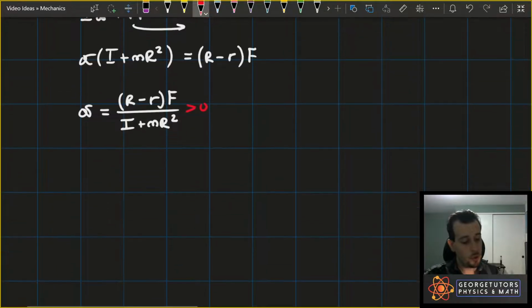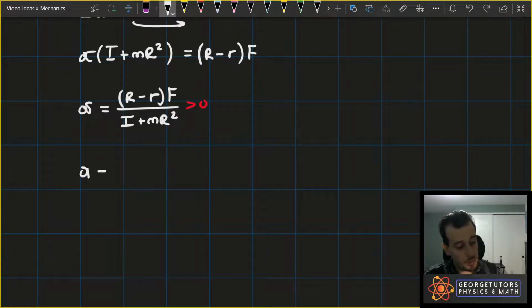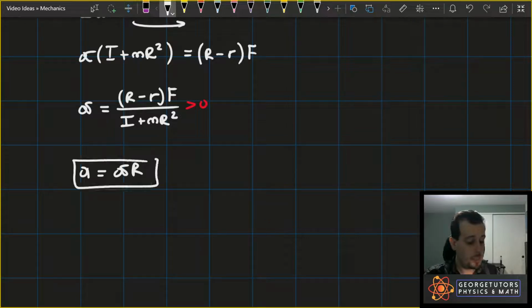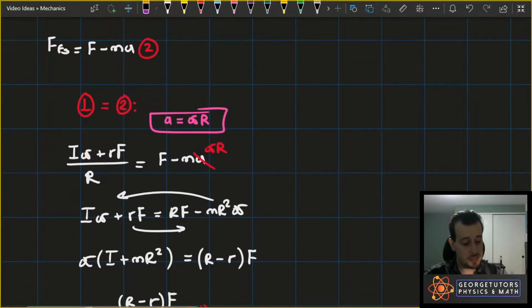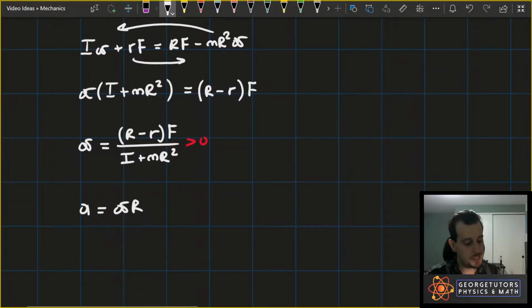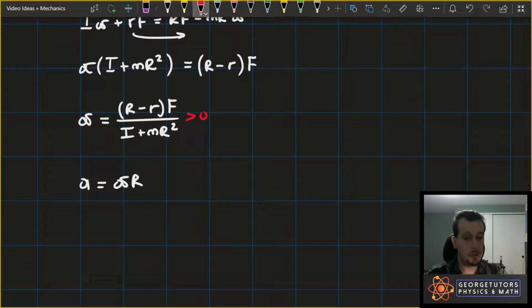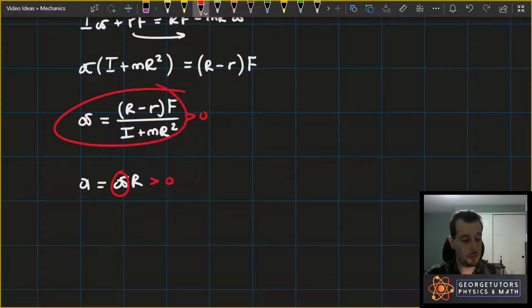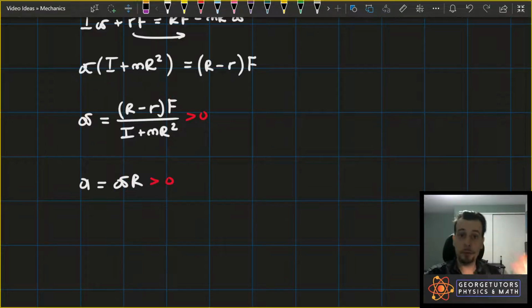So if you want the linear acceleration, all you have to do is take that alpha and multiply by capital R to get it back. If you want the linear acceleration at the center of mass, this is literally just recycling the rolling condition without slipping, so it's very easy to find. And you can see that because we're only multiplying by a constant, this is also going to be positive since alpha turned out to be positive. So both of those directions of acceleration were correct.